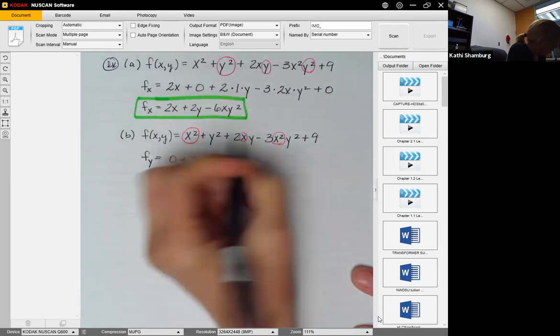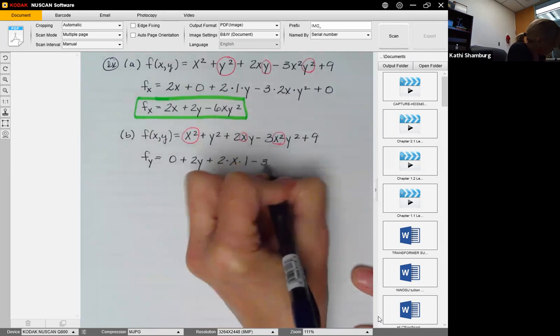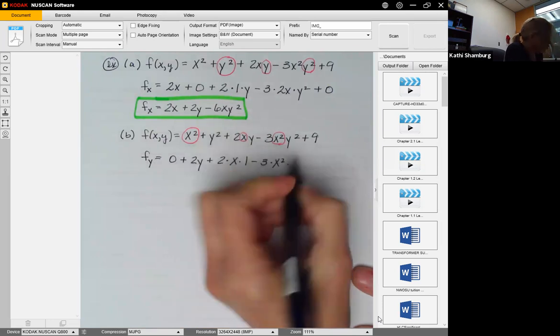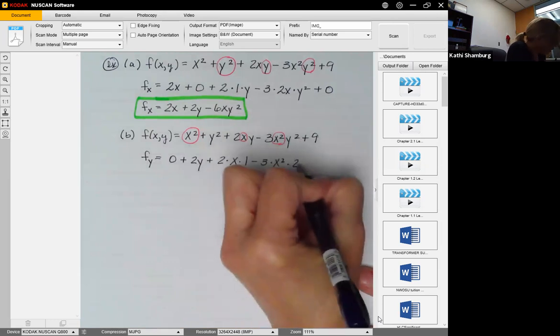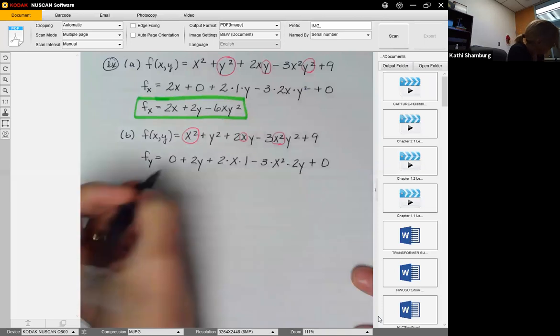The derivative of y is 1. Minus 3 is a constant multiple. X squared is a constant multiple. And then the derivative of y squared is 2y. And then, of course, 9 is a constant, so it's 0.